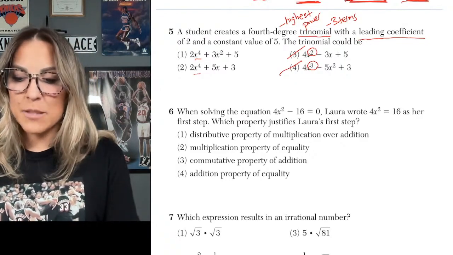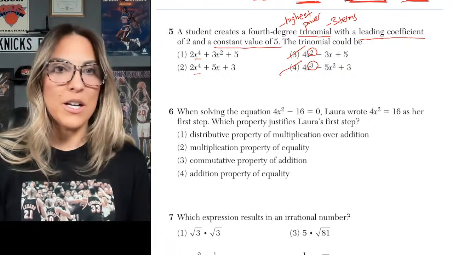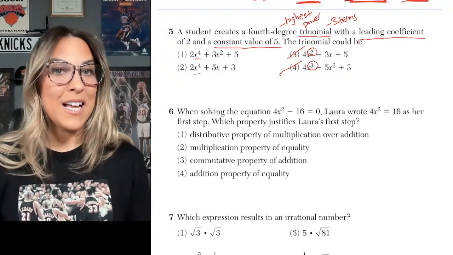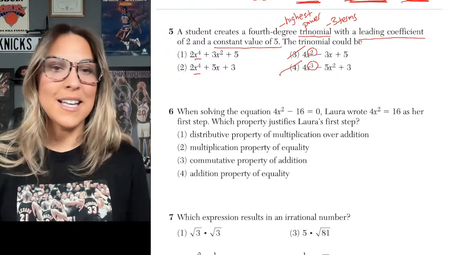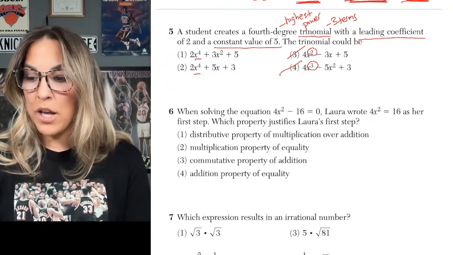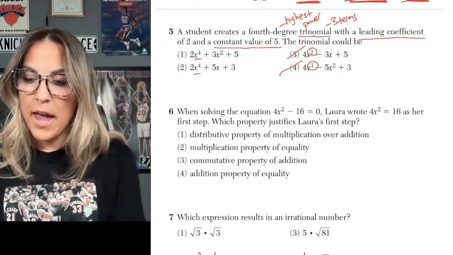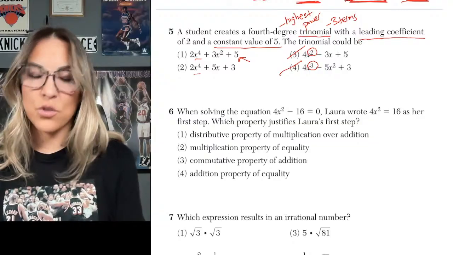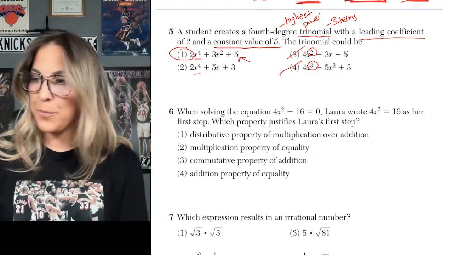So we go on to the last piece, which is that it has a constant value of 5. That word constant indicates that something is not changing, right? Variables change. A constant is something that does not have a variable attached to it. It just is that number. So we're looking for a constant value of 5, not 5 being multiplied by any variable. And you see that that happens here in answer choice number 1. So that is the correct answer choice here.